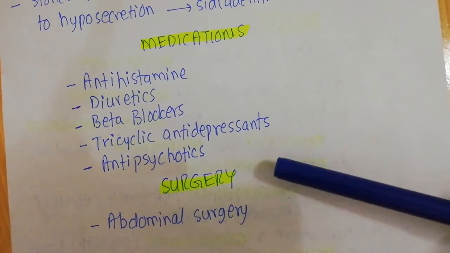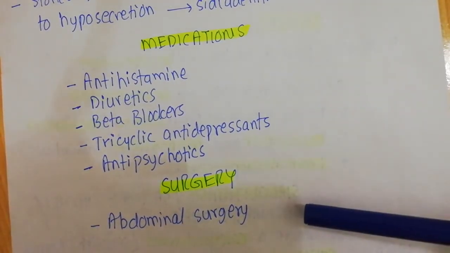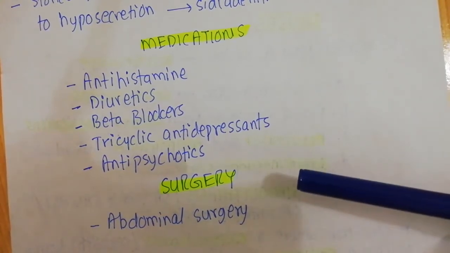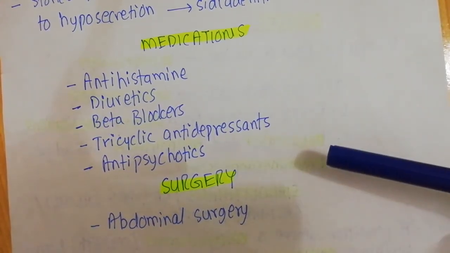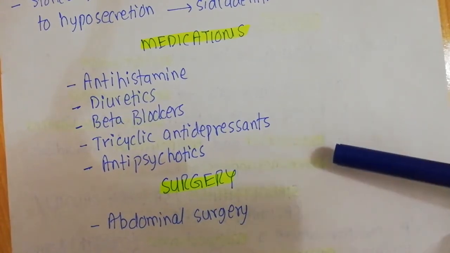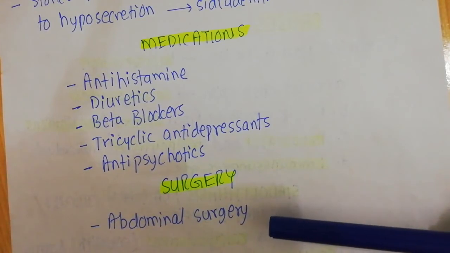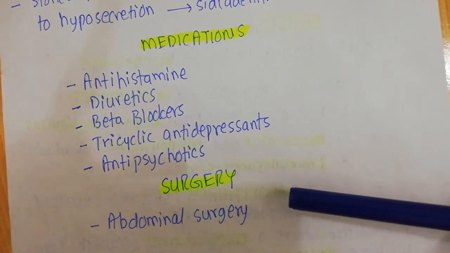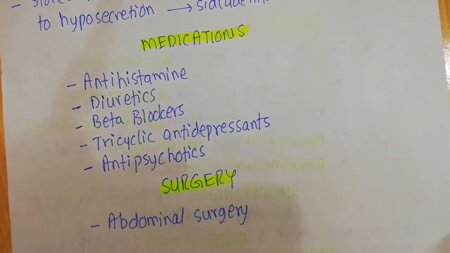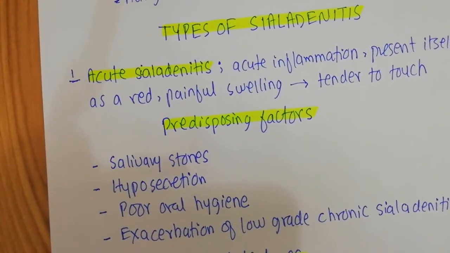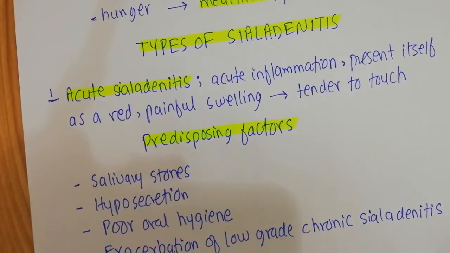sialadenitis, and the most common surgery that is responsible for sialadenitis is abdominal surgery, because after abdominal surgery you are advised not to take any liquids for a longer period of time, and when there is dehydration in the body, that can lead to the formation of stones and hence the hyposecretion of saliva. If you talk about the types of sialadenitis, there are two types.